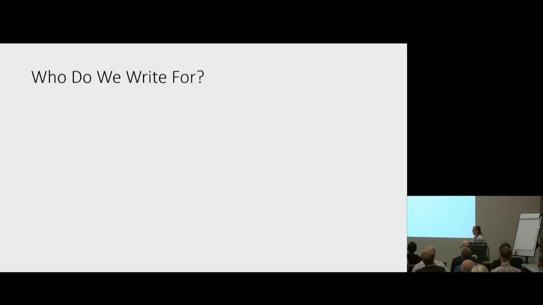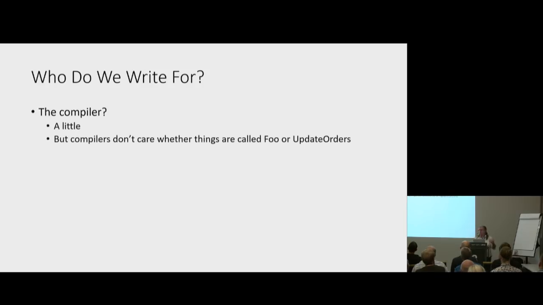I talked yesterday about code as communication, right? So we write for the compiler in that if we don't write in a way the compiler is happy with, we don't get what we want. So we have to write for the compiler. But they don't care what you call your function. Right? We care, right? So we're trying to read our code, we're trying to understand our code.